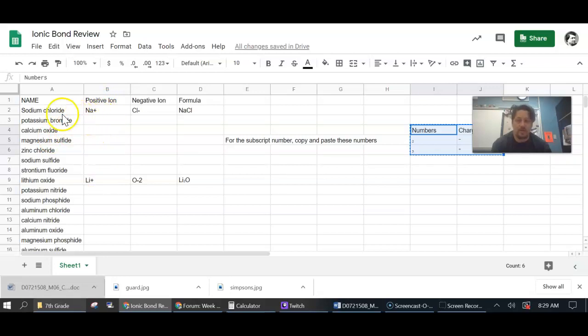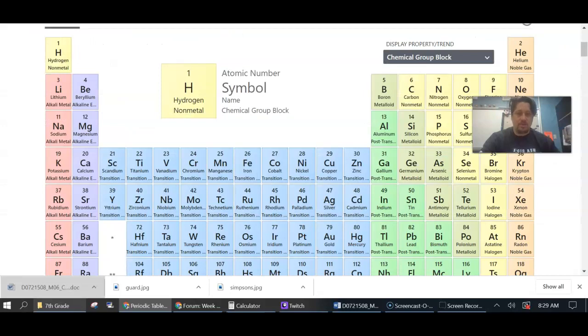So we're going to find out what the symbol for the positive ions are, and we're going to find out what their actual charge is, but we'll get that in just a second. So sodium chloride. We're going to find sodium on the periodic table. Sodium is located right here in group 1. Notice it has 11 protons. If it's in group 1, it means it has 1 valence electron.